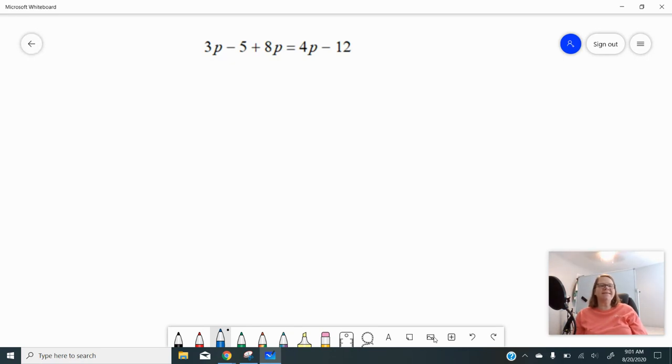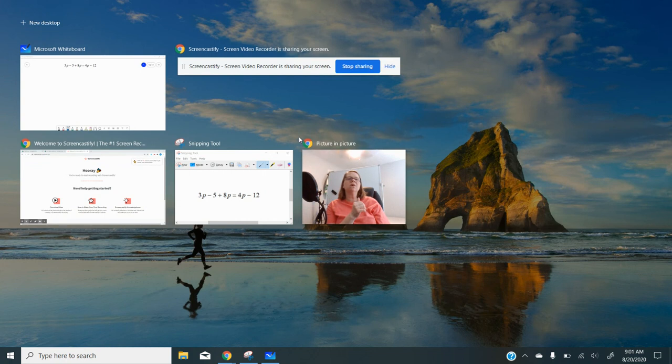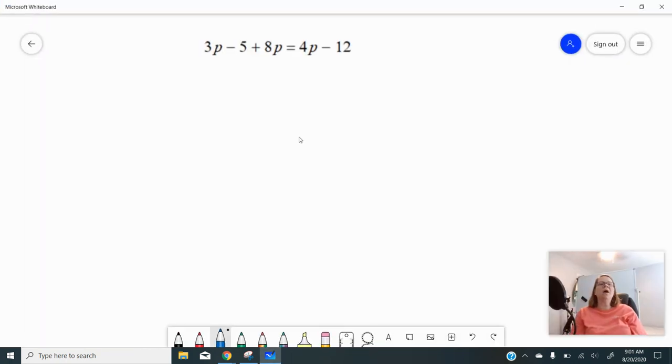All right, so let's take a look at this one. This has got variables all over the place. So what you want to do first is think about, on one side of the equation, what are the things I can combine because they're like terms. What I'm talking about is like terms here and here.